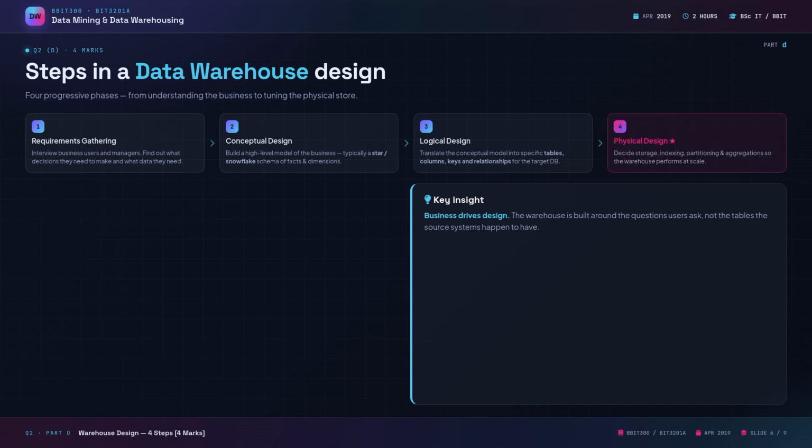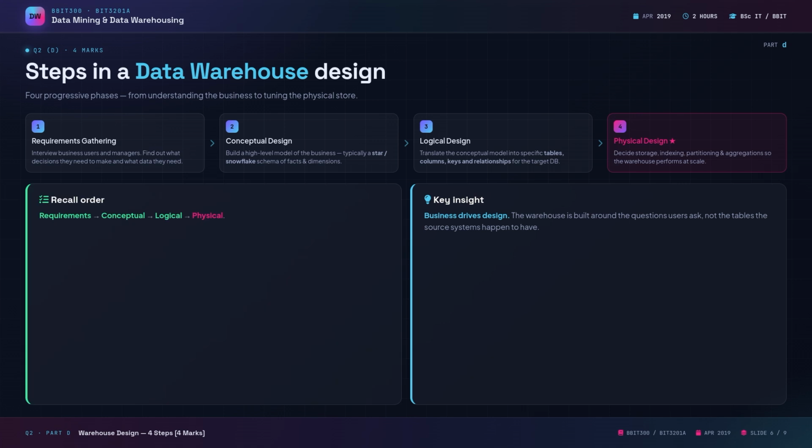Step 3 is logical design. Translate that conceptual model into specific tables, columns, keys, and relationships for the target database. Step 4 is physical design. Decide on storage, indexing, partitioning, and aggregation so the warehouse performs well at scale. The order to recall is requirements, then conceptual, then logical, then physical. And the key insight to remember is that business drives design. The warehouse is built around the questions users ask, not the tables the source systems happen to have.